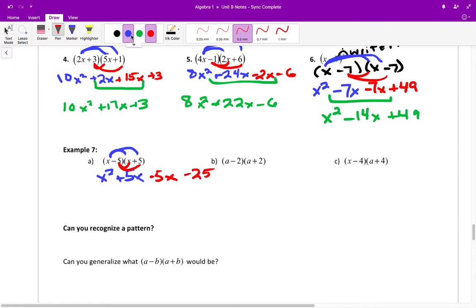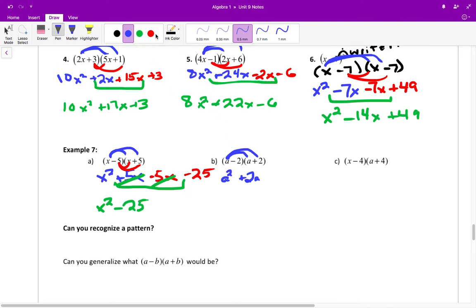But now, if you notice, again in the middle, you'll have two things that add together. But this time it's different because 5 plus negative 5 is 0. What that means is you get to get rid of them. And so now your final answer is just x squared minus 25. Okay, let's see what happens on the next one here. So, in example B, a multiplied by a is a squared. A multiplied by 2 is 2a.